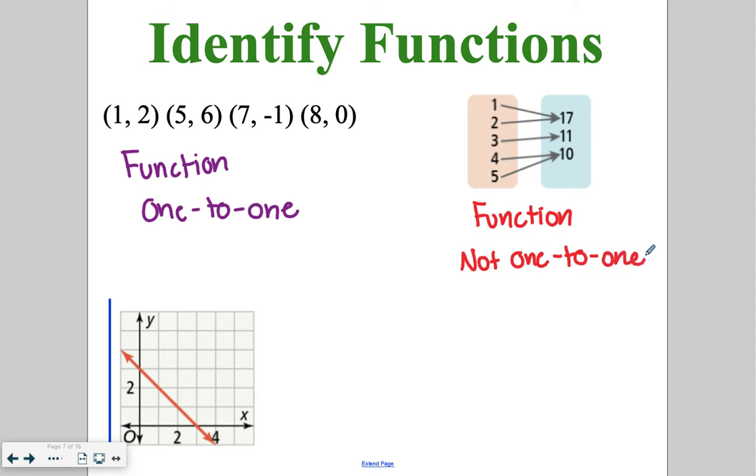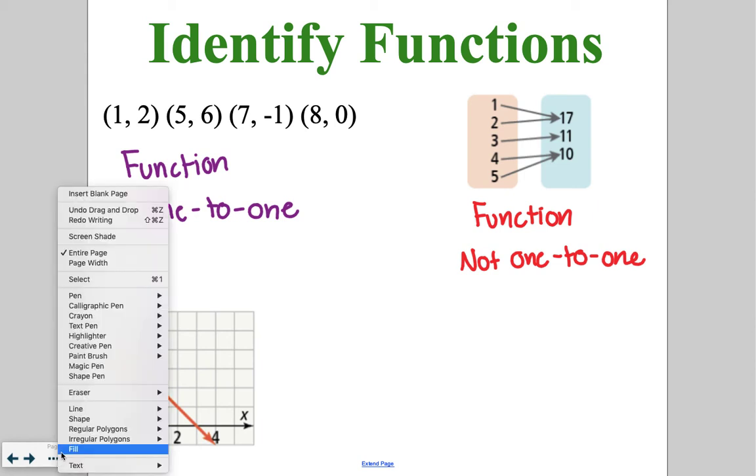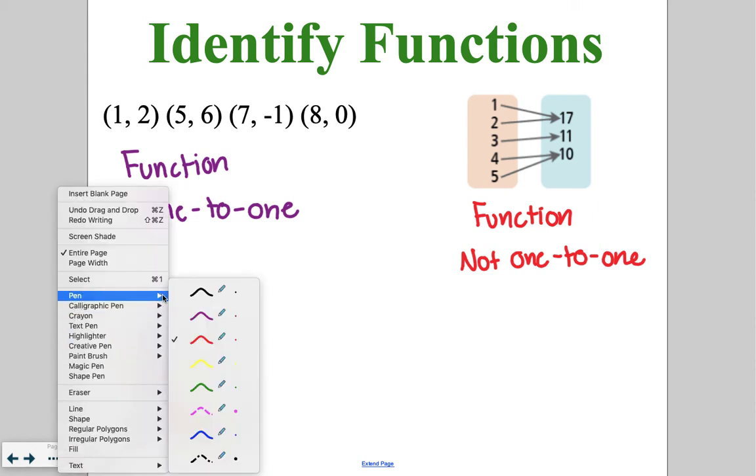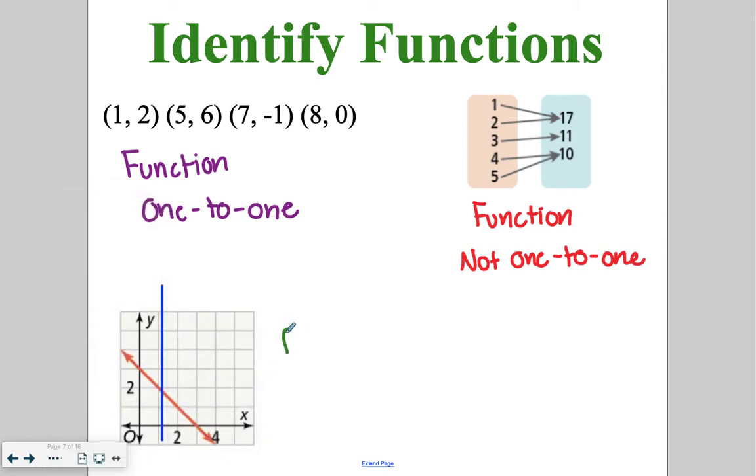And then the last one, the graph. This is one more test that we can use to determine if something is a function. If you take a vertical line, a pencil, a pen, anything that you can put straight vertically up and down, and you drag it over the top of your function, as long as the vertical line is only hitting your graph at one point during this whole time, it is a function. So this particular graph right here is a function.